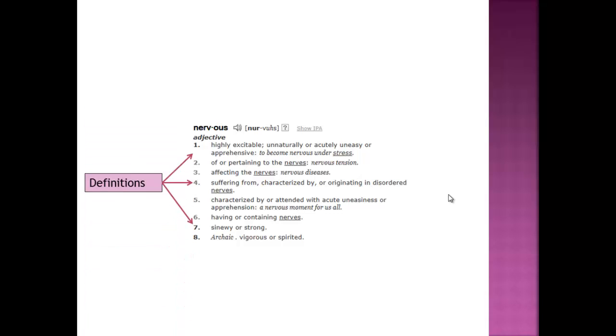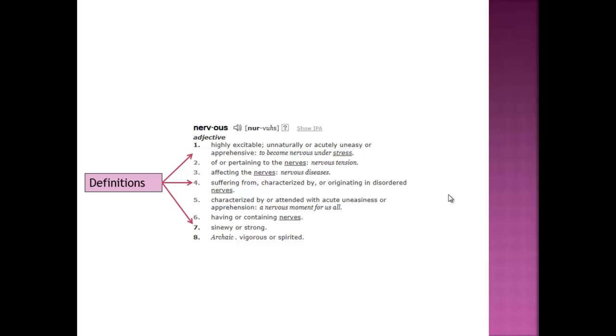And then it gives you multiple definitions for the word. It's really important that you take the time to read each of the definitions. Don't just assume that the first definition is the definition that you're looking for. It really depends upon how the word is used in the sentence. So you want to look at the sentence that you're trying to understand, and then you want to look at all of your possible definitions and see which one makes the most sense within the context of that sentence.